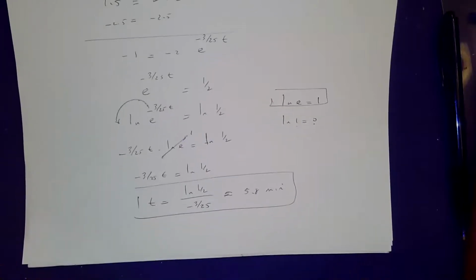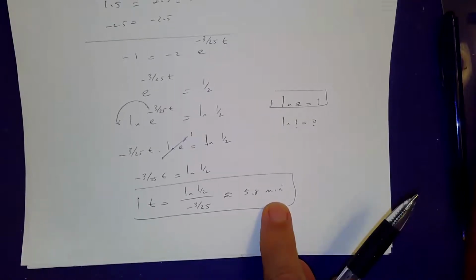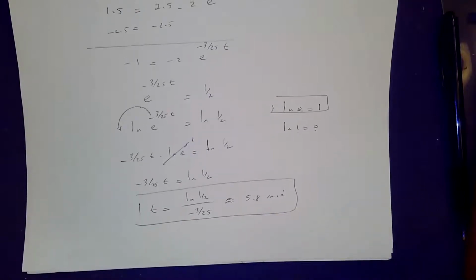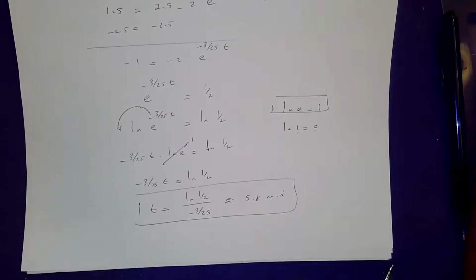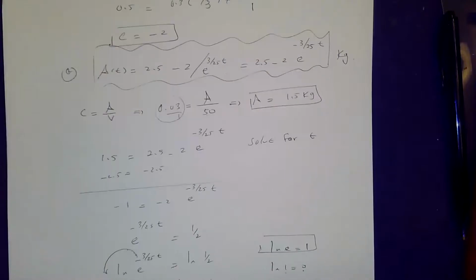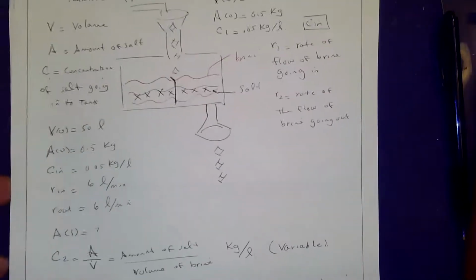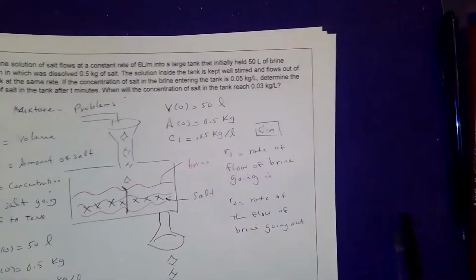Minutes. At this time, concentration would be 0.03 kilogram per liter. That's why the concentration flowing out is not constant. It solely depends on the time, because it all depends how much brine you pour into the tank.